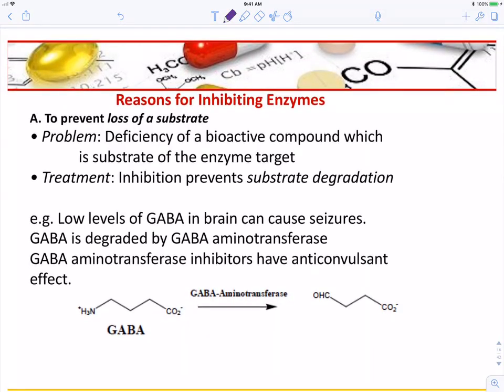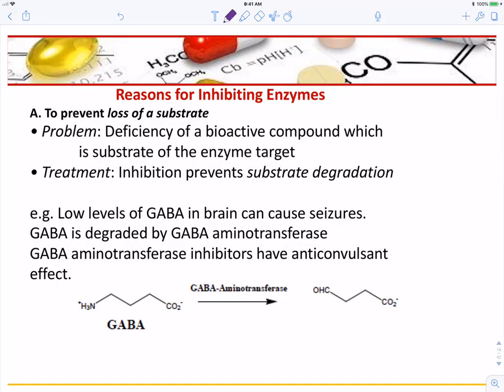So in terms of utilizing drugs that act on enzymes, why would we want to act on an enzyme? Generally, as we'll see, we'll act on enzymes by using inhibitors. One example is to prevent the loss of a substrate. For example, a low level of GABA, which is a neurotransmitter in the brain, can cause seizures. GABA undergoes normal metabolism, and so it's degraded by an enzyme called GABA aminotransferase.